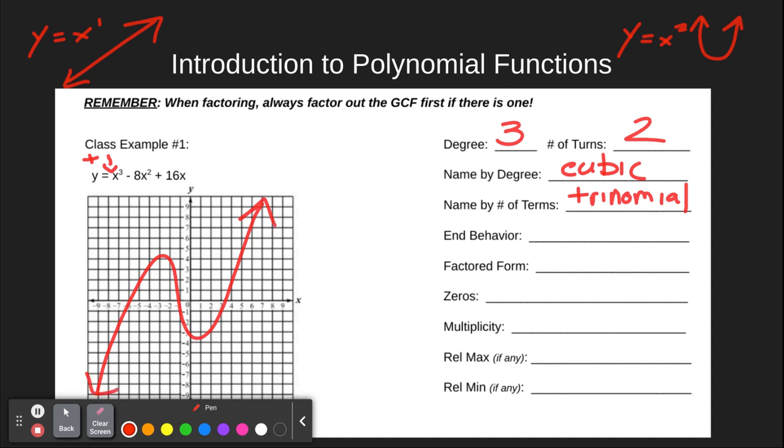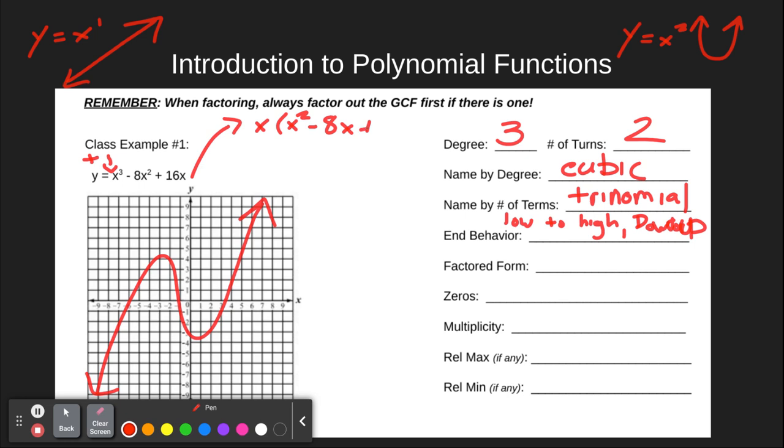We call this, it's left to right. So you can either say that this is low to high, or you could say that it goes from down to up. Sorry, I'm running out of room. Down to up. Okay? Factored form. Well, all of these things contain an x. So let's take an x out.